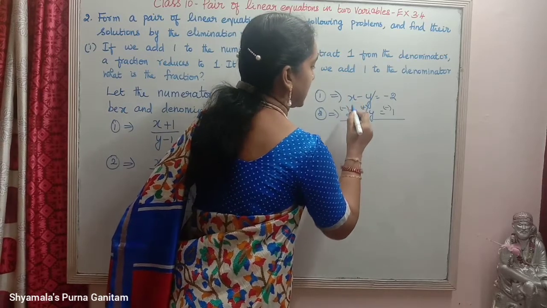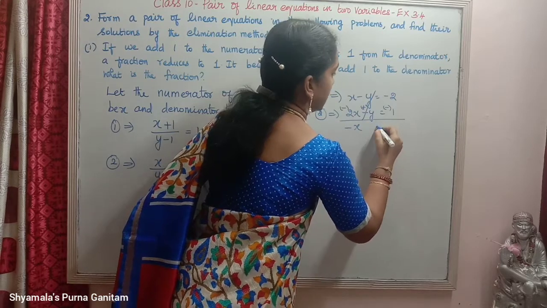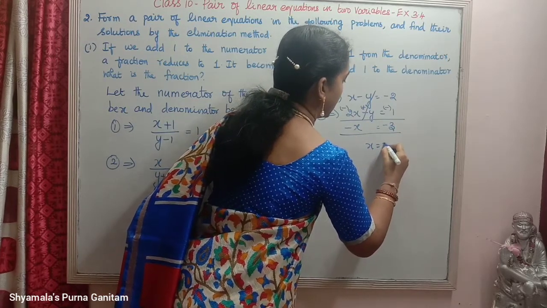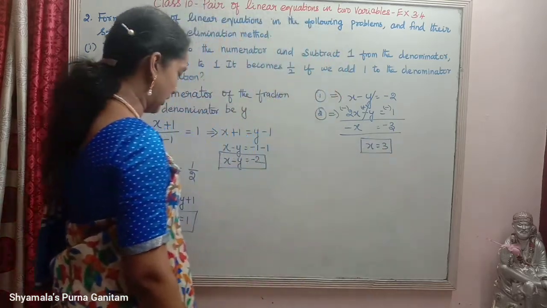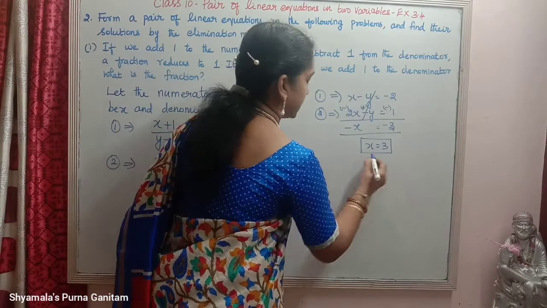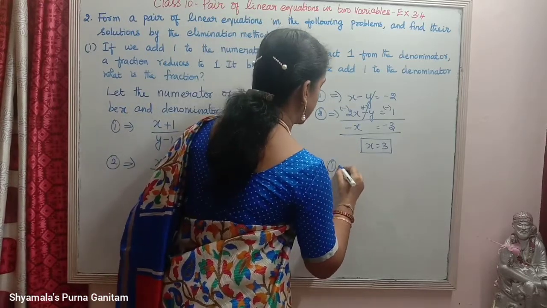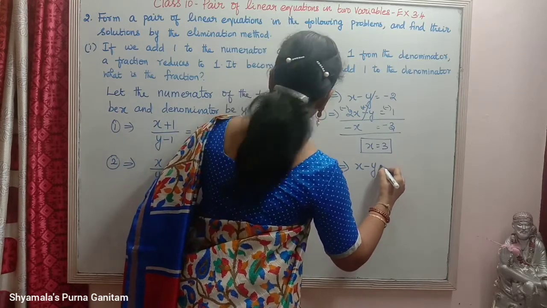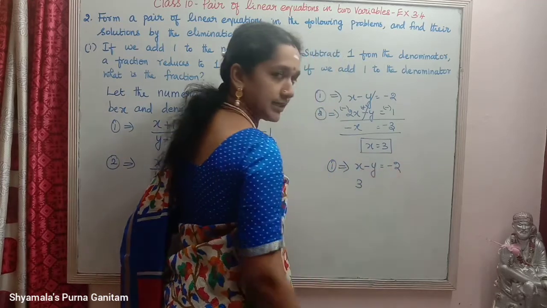So plus x minus 2x will be minus x is equal to minus 3. So x value becomes 3. So x is equal to 3. This is the x value. Now the same x value, we will be substituting it in the first equation. So first equation is x minus y is equal to minus 2. So x value, I got it as 3.